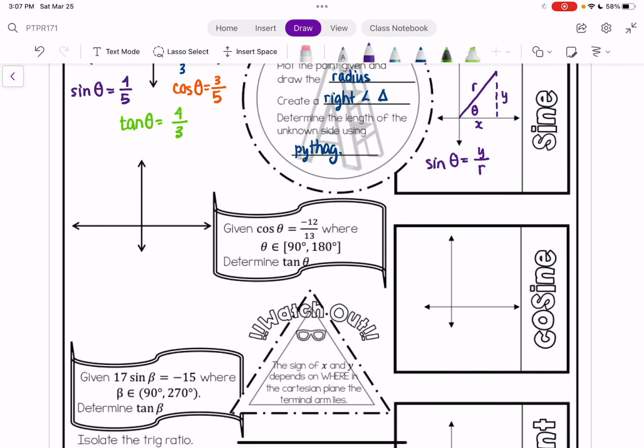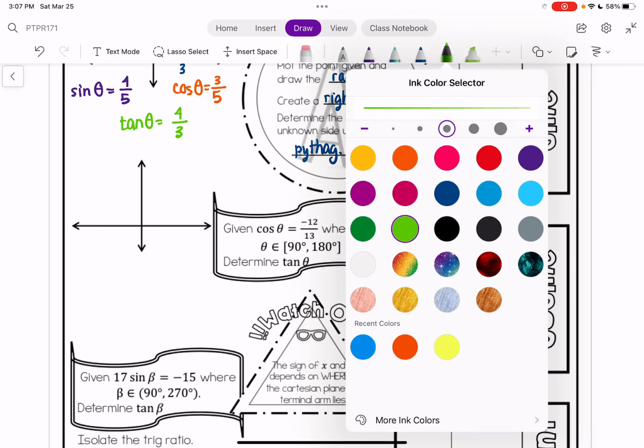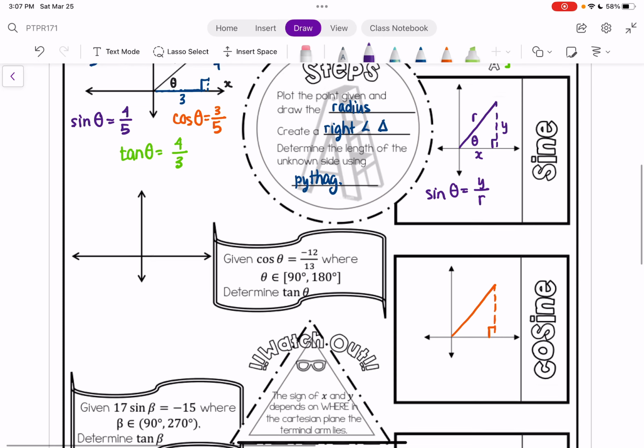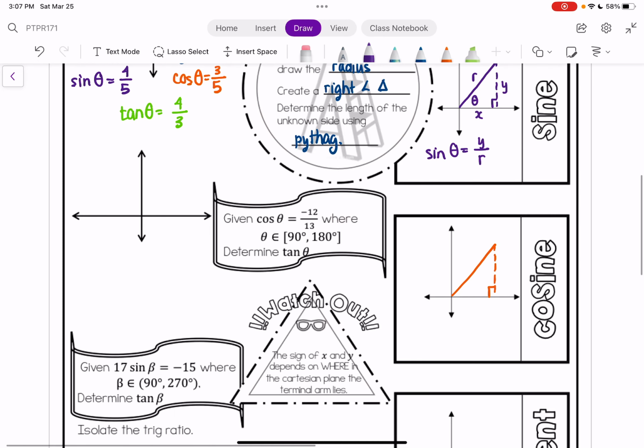So we're just taking what we already know about these trig ratios and their definitions, and we're just applying it to a triangle that is now in the Cartesian plane. And I want you to remember to have that right angle sign. We do need that there. Oh, I'm in purple. There we go. So we have x and y, and that is my r value.